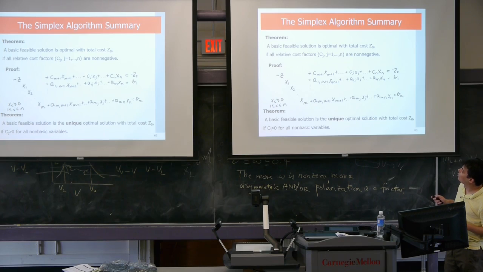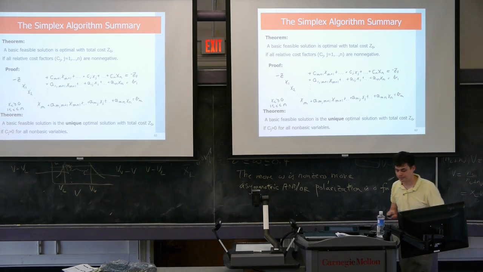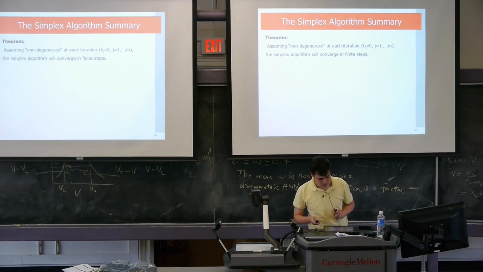Because xm plus 1, xj, and xn are non-negative, and if these are all non-negative, then the global optimum is obtained if you set xm plus 1, xj, and xn to zeros. Right? So this is very trivial.